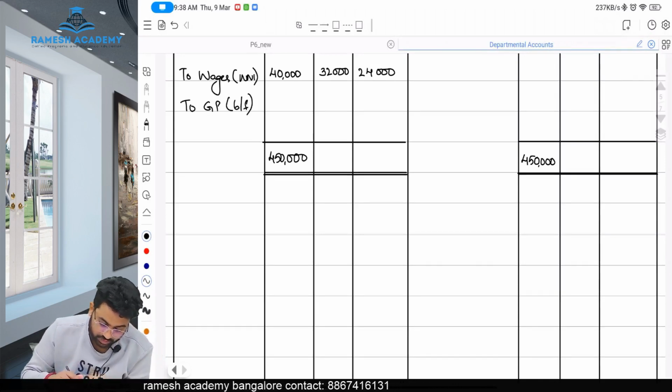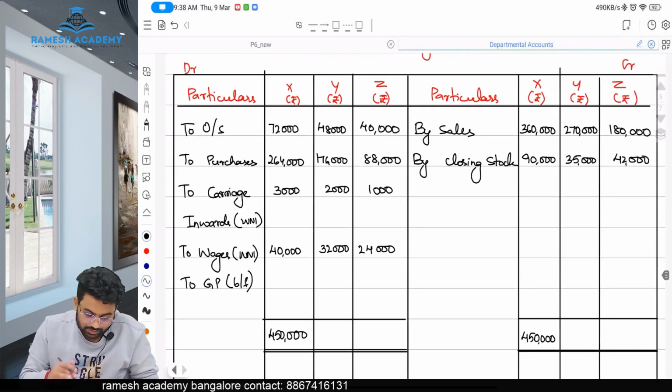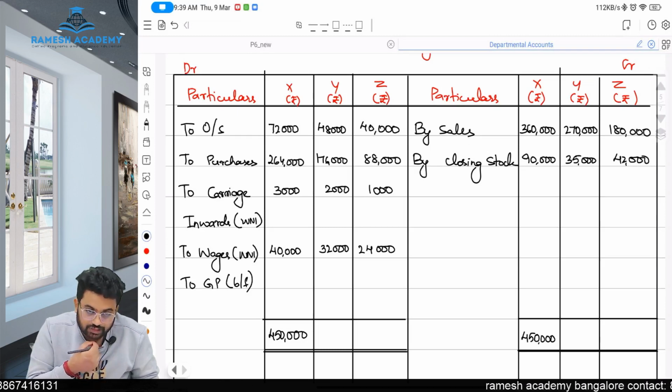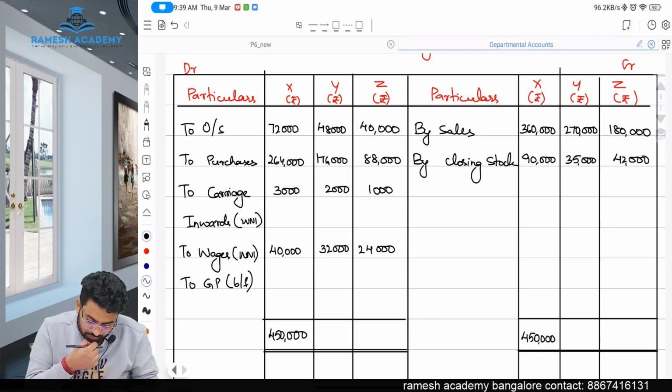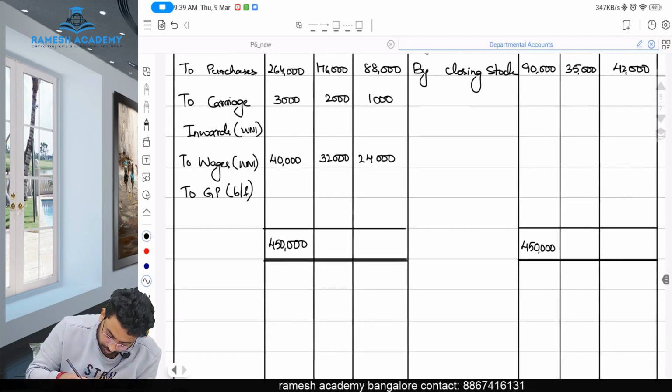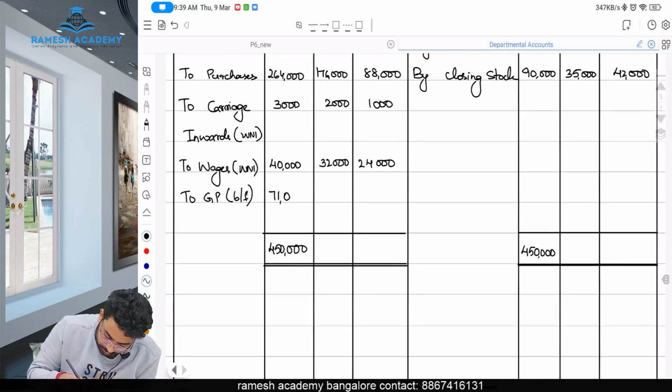Gross profit is the balancing figure. Debit side: 72 plus 3,000 is 75,000, 79,000, 139,000, 339,000, 379,000. Then 379,000 against 450,000 gives 71,000. Gross profit is 71,000, right? I think so.